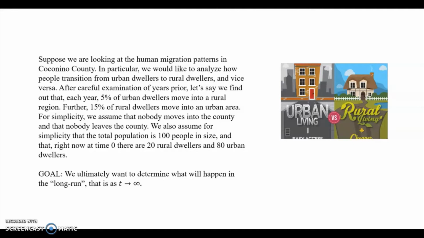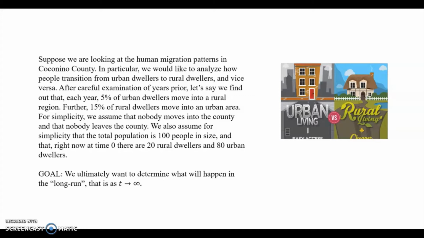So let's just imagine this is Coconino County, and we do some data analysis and we find out that 5% of people who live in the urban setting move to rural living, and 15% of rural living individuals move into an urban area. So we're assuming that nobody enters or leaves the county for now. In other words, that we're going to have a constant population. You can think of this as a closed system.